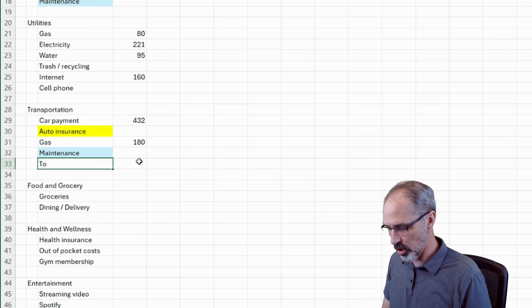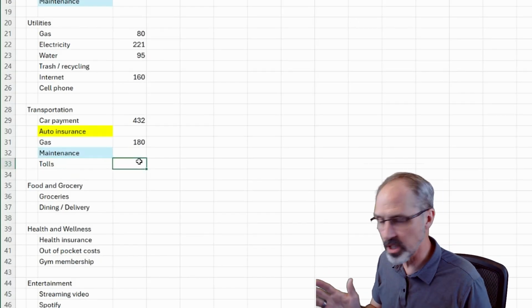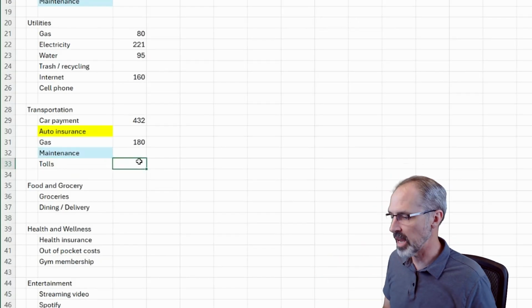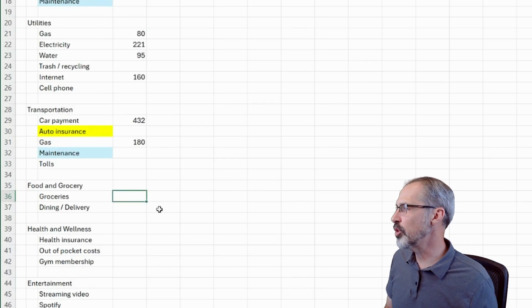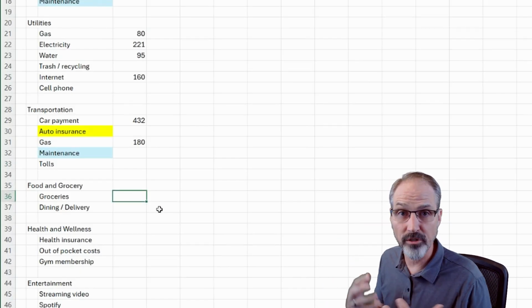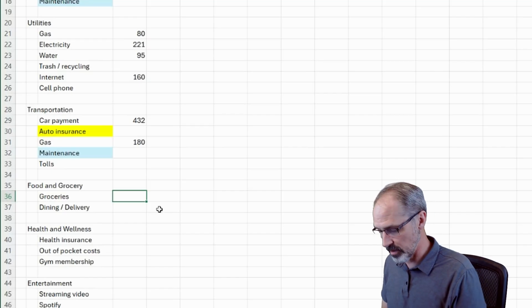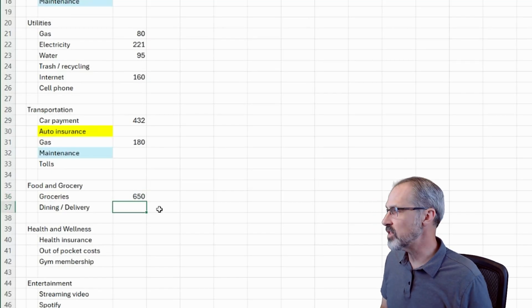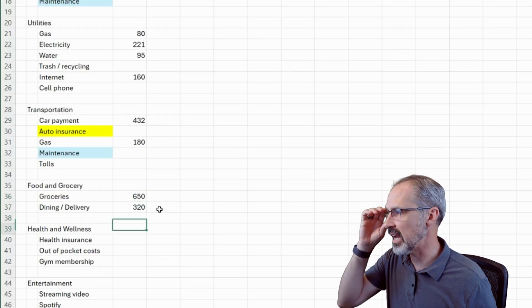And then we've got tolls, not trolls. This person does not live in a metro area where they have to pay tolls, so we're just going to skip that. All right. Food and grocery. This one is a sore point for a lot of people who are feeling the bite of inflation. $650 and $320 on dining out.